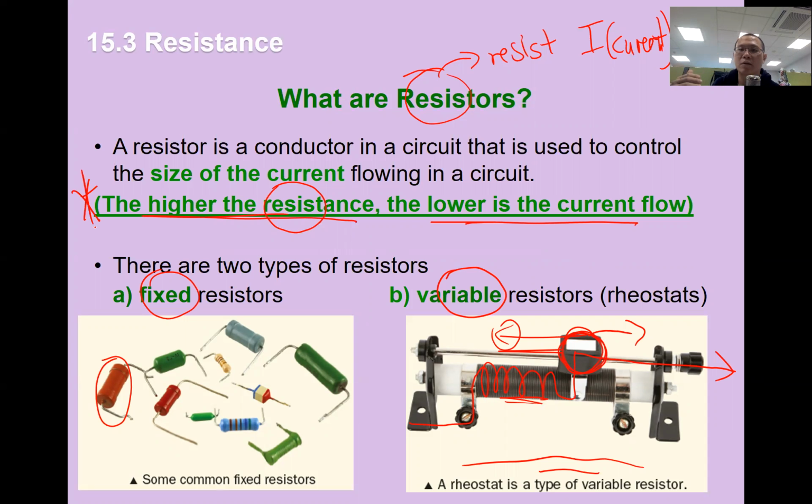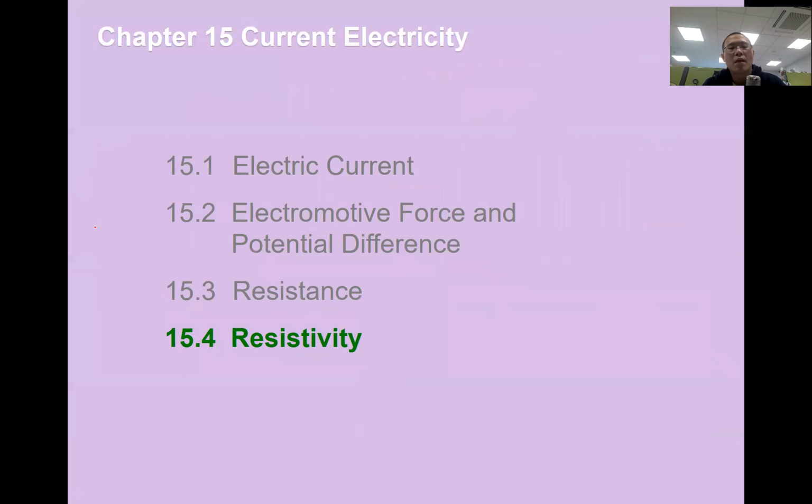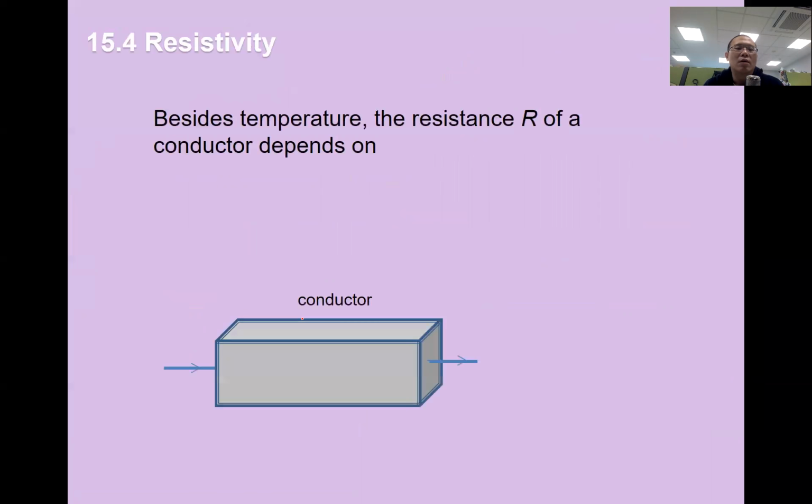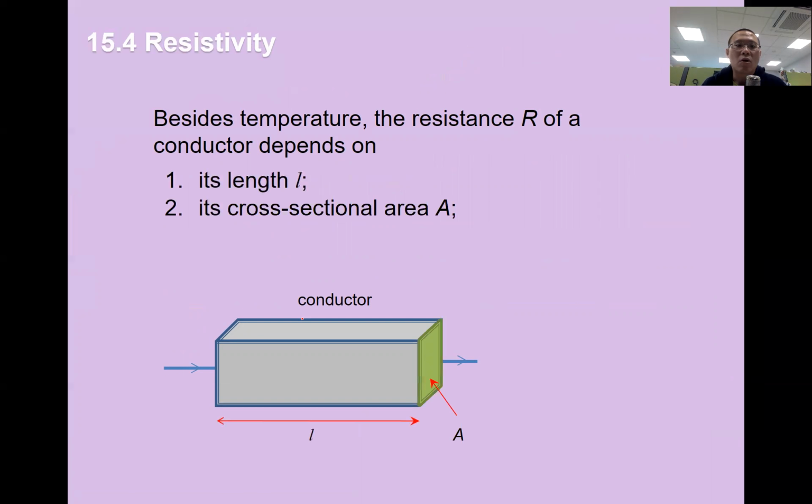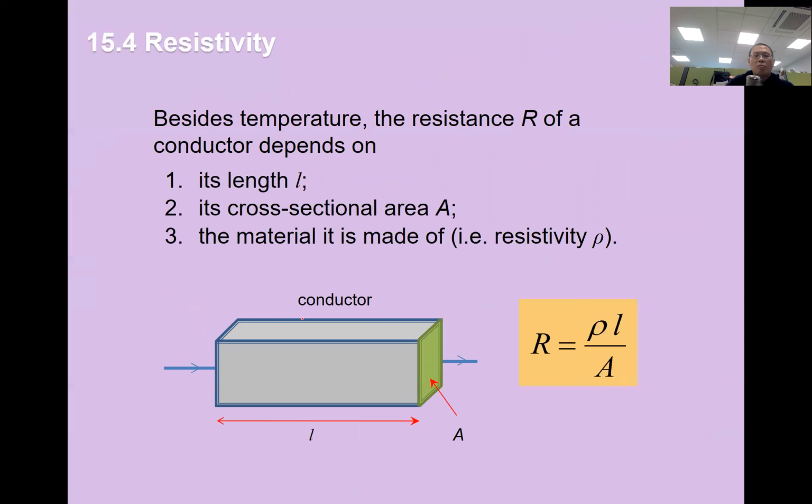It actually reduces the current. If I increase the resistance, I will actually reduce the current flowing through the circuit itself. Okay, now what factors affect resistance? One of the common things that we have is resistivity. Resistivity is the characteristic of the wire itself or the component itself. The component's resistance is dependent on several factors, namely the length of the component, the cross-sectional area of the component, and the resistivity of the material itself.